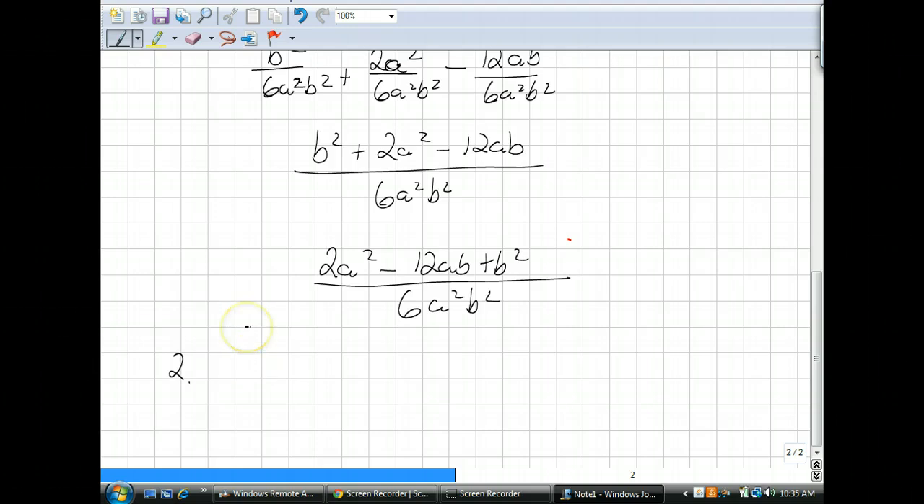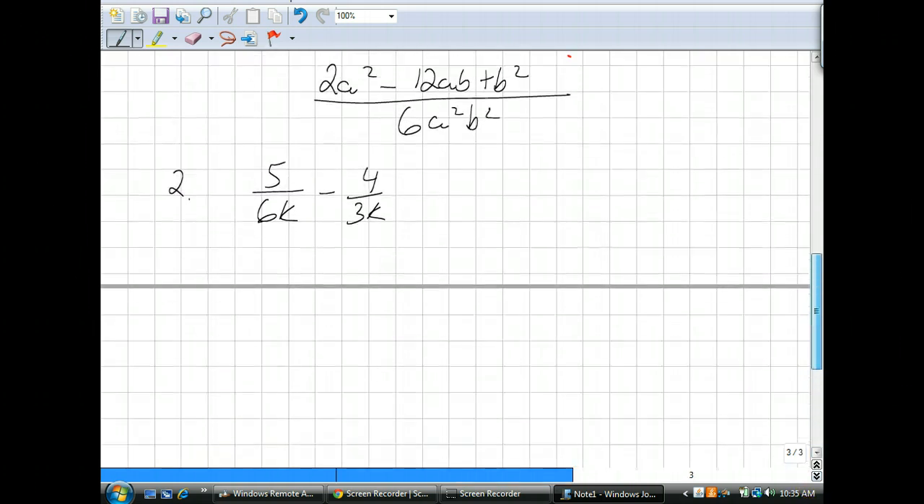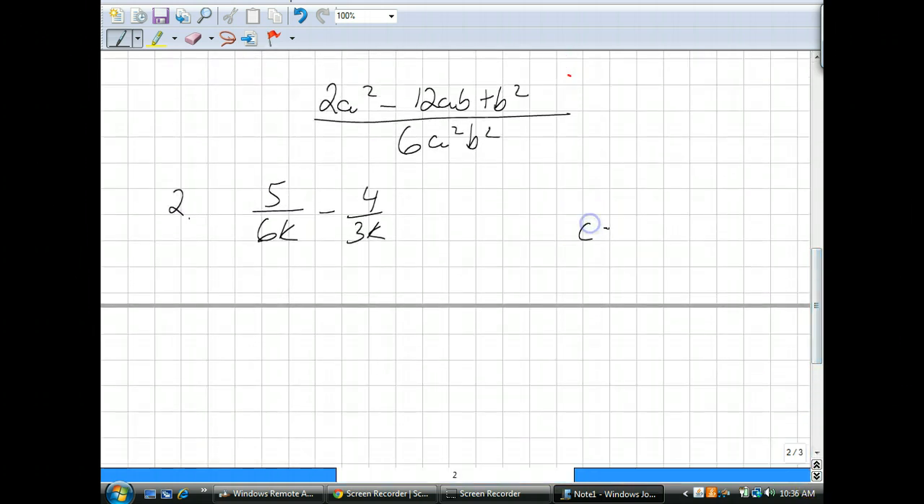Example 2. Let's look at an easier one. Let's look at 5/(6k) minus 4/(3k). Step number 1, determine the common denominator. The common denominator is going to be 6k.